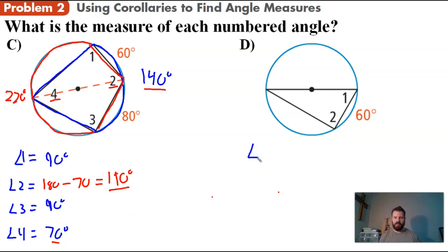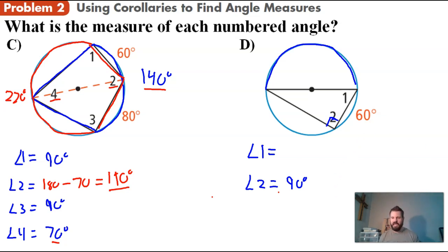Okay, part D, we want to know angle 1 and angle 2. This one has a little bit of problem solving as well. Well, 2 right off the bat I know is 90 because it inscribes a semicircle. Okay, then there's a couple of ways I could go about figuring out angle 1.